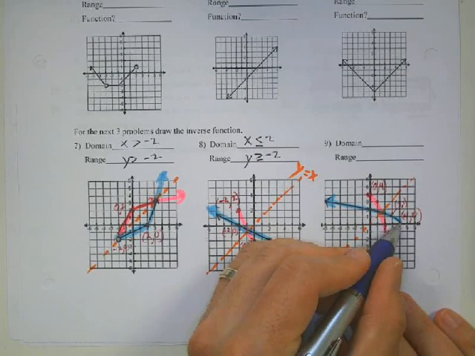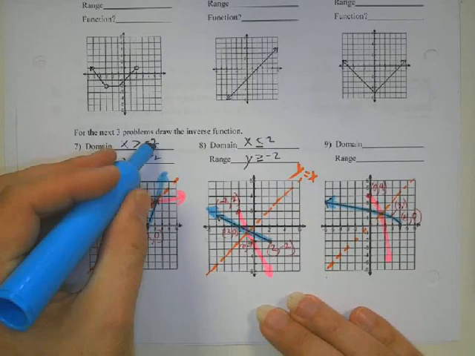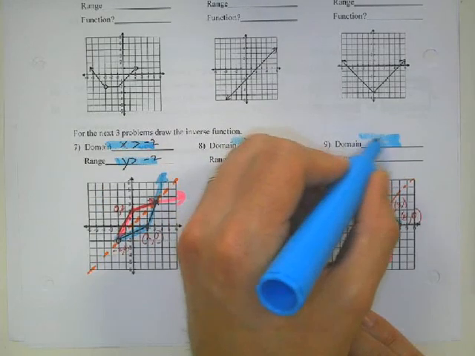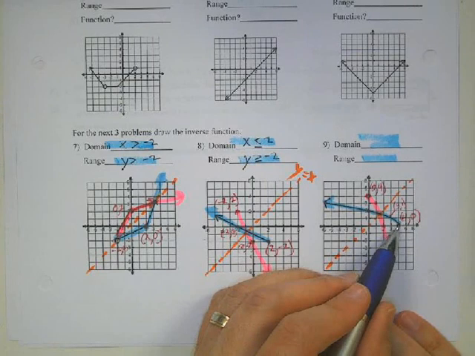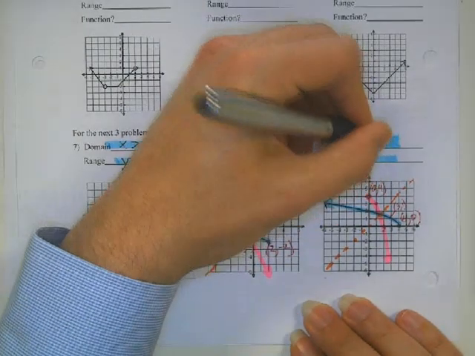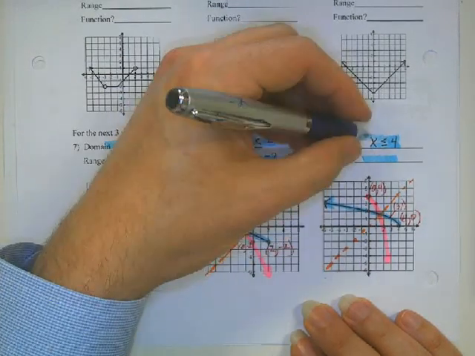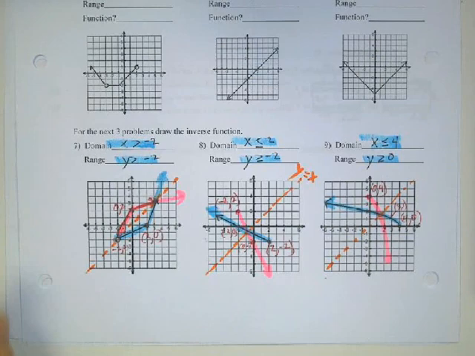Okay, we're looking at the blue graph. I'm just going to highlight this blue so you know which domain and range I'm giving here. So here x is less than or equal to 4, and the range is y is greater than or equal to 0. Okay. Next question.